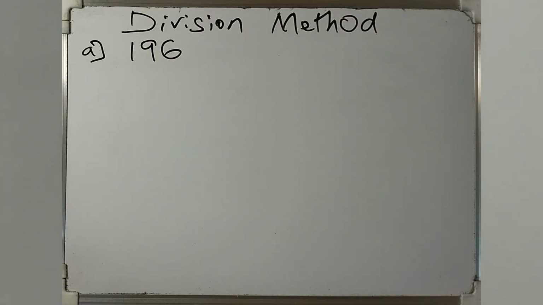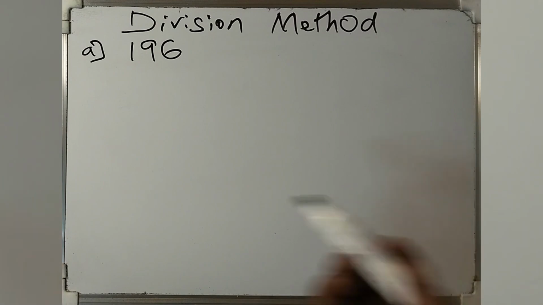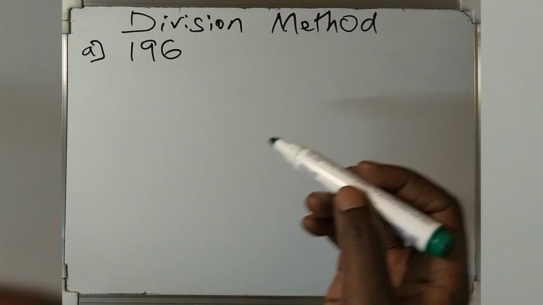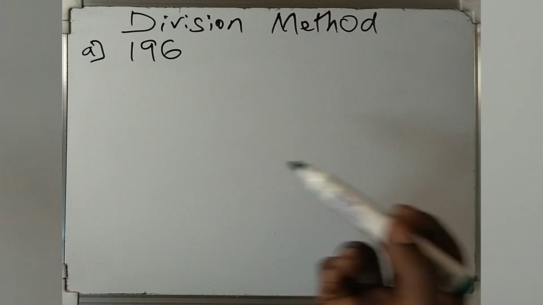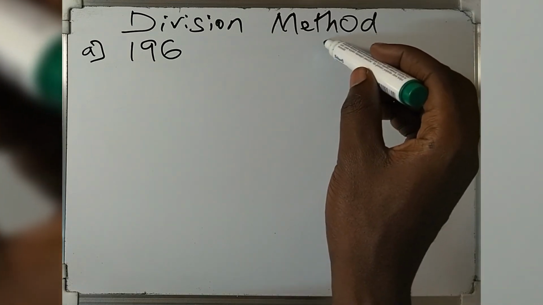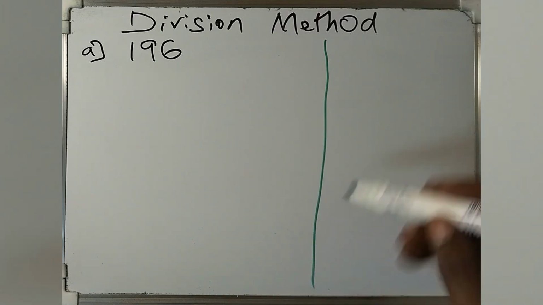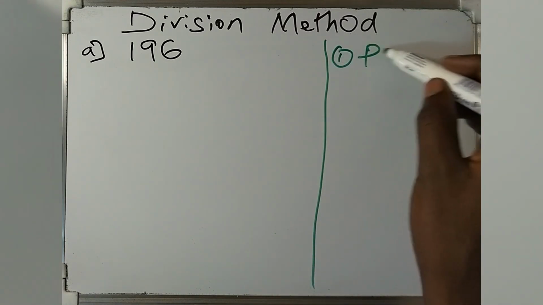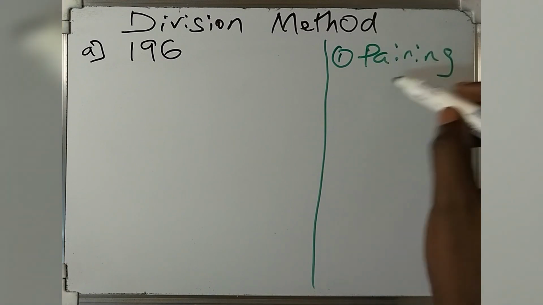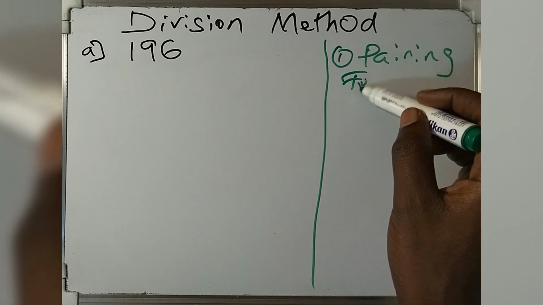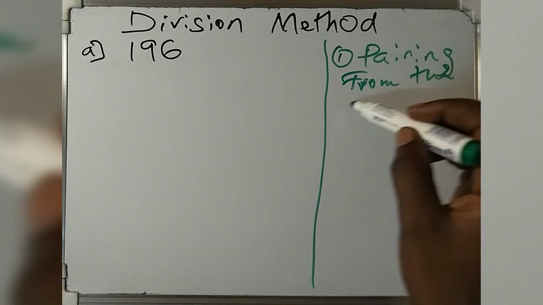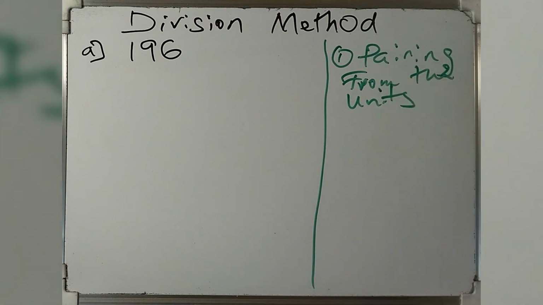So let's find the square roots through the long division method, and we have 196 just for one example. And this is a very easy method. So the first step for square roots by the division method is pairing. It's pairing from the unit side.